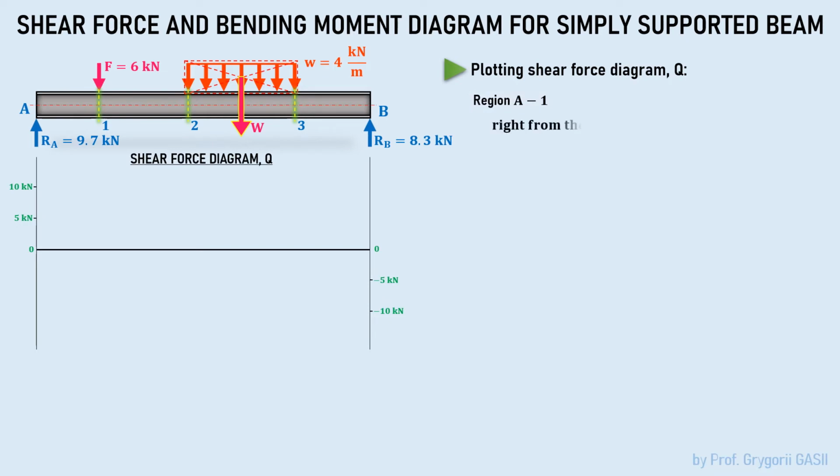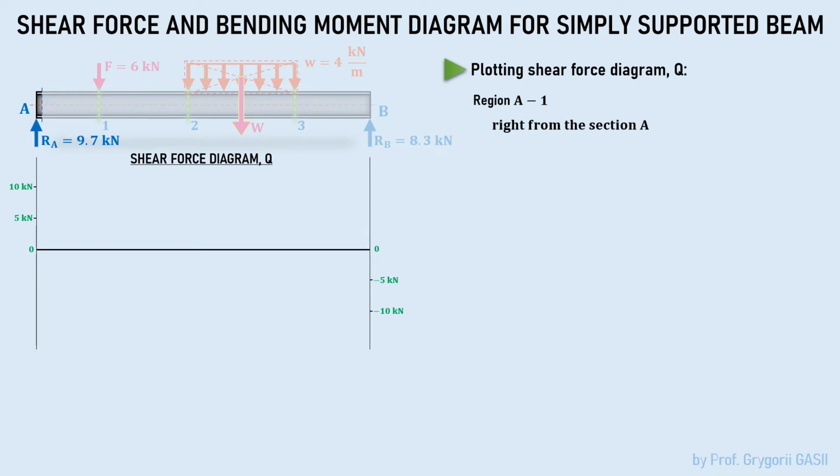Let's cut off the beam on the right side of the point A, as close as possible to point A. Therefore, we can see the shear force at point A is equal to the support reaction RA. Let's write it down and put the value on the diagram.